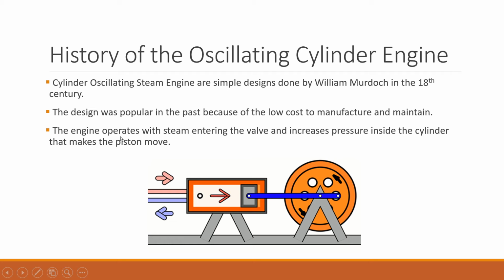The engine operates with steam, so hot steam comes into the cylinder and increases the pressure, so the piston moves forward, and this piston will convert the energy into work that will move the wheel, and then cold steam will go out of the system.